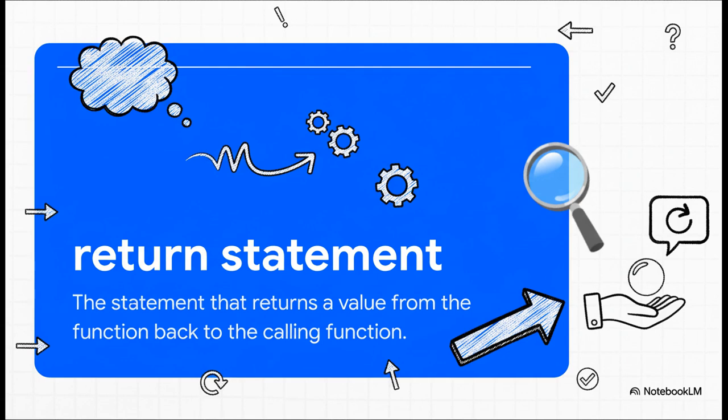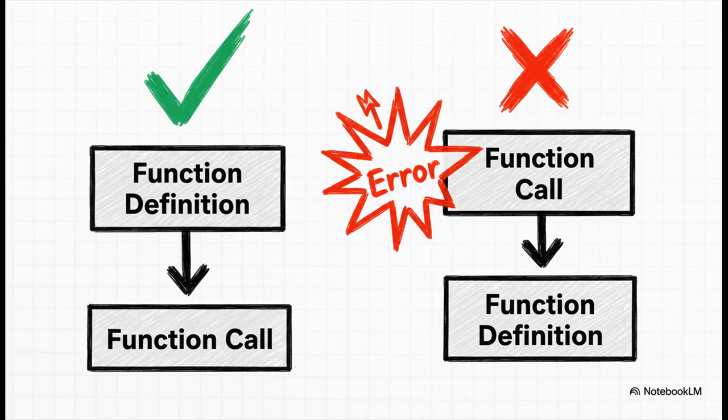Okay, so the function did its calculation, but how does it give the answer back to us? Well, it uses the return statement. Just think of it like this. You ask the function a question, it figures out the answer, and then it says, here you go, returning the answer to you.